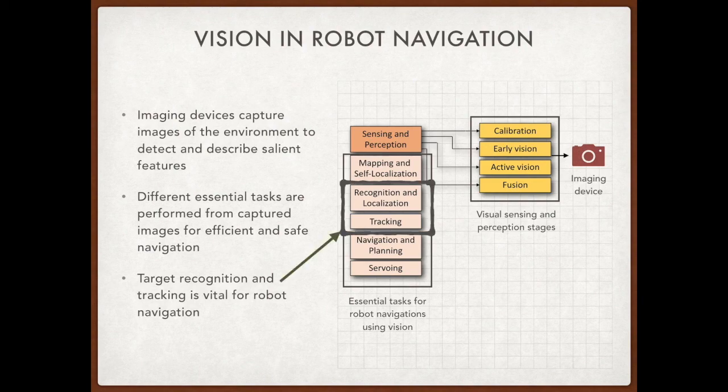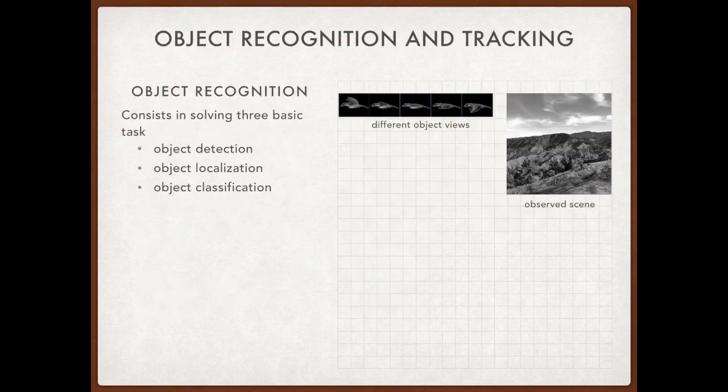So in this work, we identify the task of object recognition and tracking as essential for robot navigation. In the case of object recognition, we can see, for instance, a set of different views of an object of interest to be detected and tracked. In this case, object recognition can be defined as an action to solve three essential tasks.